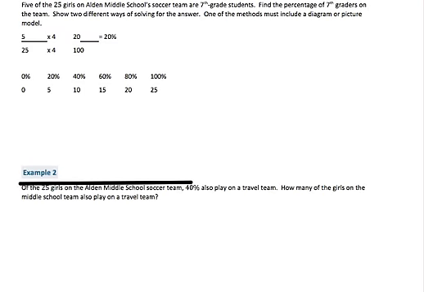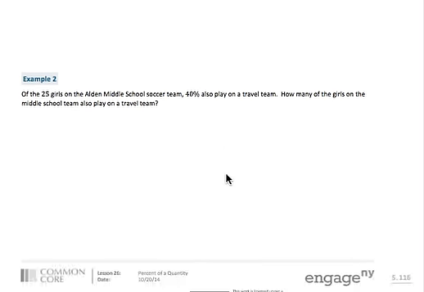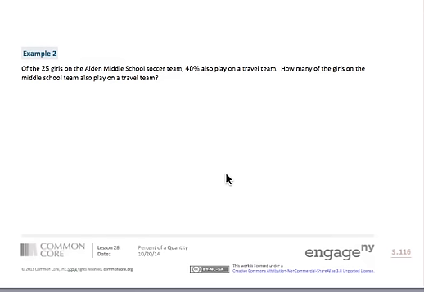Continuing on to example 2, we are again talking about the 25 girls on the Alden Middle School soccer team, but now we're saying that 40% of those girls also play on a travel team. And they ask how many girls on the middle school team also play on the travel team. Again, we need to represent this 2 different ways. So we'll start off numerically.